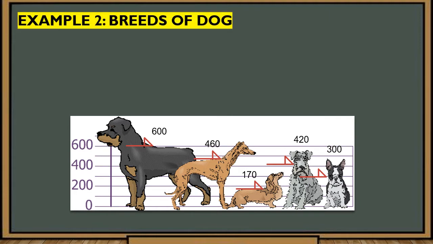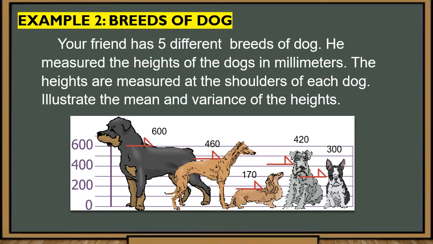Next one, example number 2, is the breeds of dog. Your friend has 5 different breeds of dog. He measured the heights of the dogs in millimeters. The heights are measured at the shoulders of each dog. Illustrate the mean and variance of the heights.